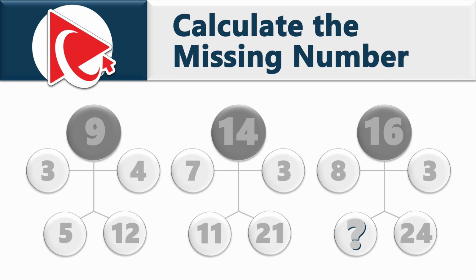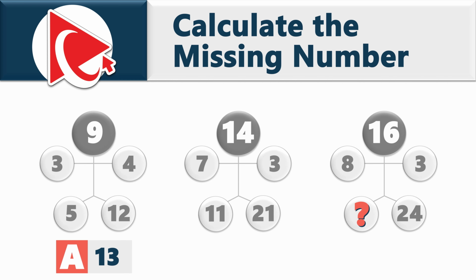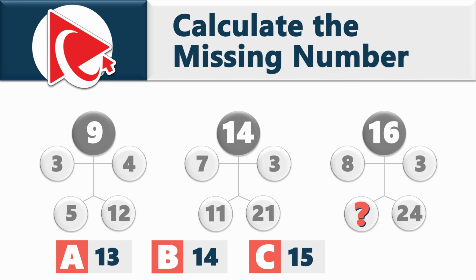The first shape has numbers 9, 3, 4, 5, and 12. The second shape has numbers 14, 7 and 3, 11 and 21. The third shape has numbers 16, 8 and 3, 24, and then comes the missing number, which you need to calculate and select out of 4 possible choices. Choice A, 13, choice B, 14, choice C, 15, and last but not least, choice D, 16.